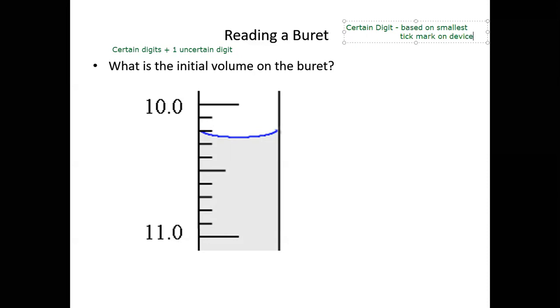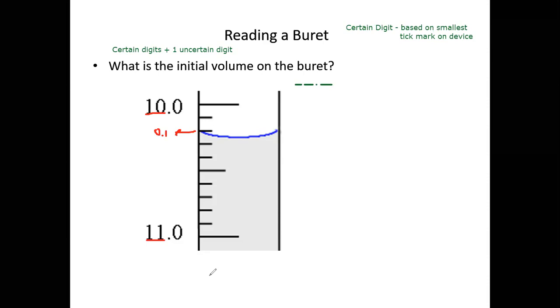your certain digit is. So when we look at this Buret, you'll see that the large tick marks go from 10 to 11, so that's 1 milliliter, and there's 10 tick marks between 10 and 11, which is the 0.1 place. So that means our certain digits go to the tenths place when reading a Buret. So if I was to say the certain digits are in green, the green spaces represent the certain digits.